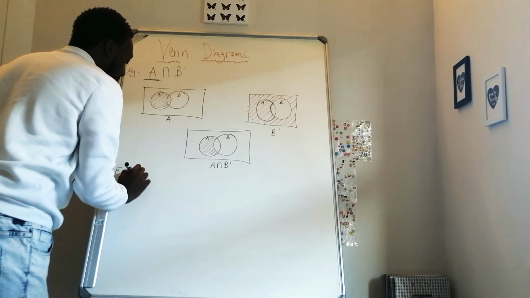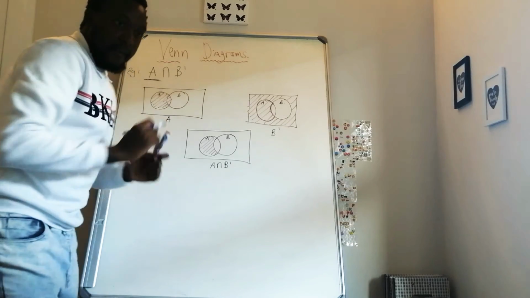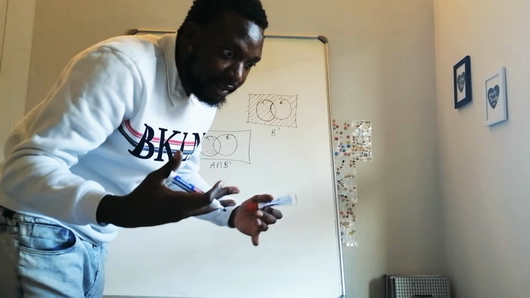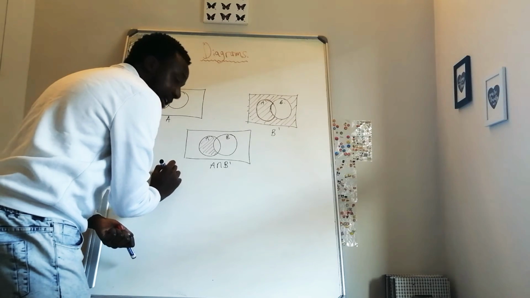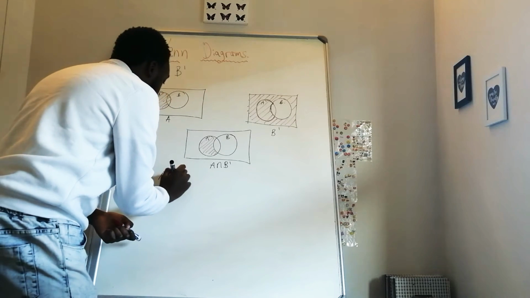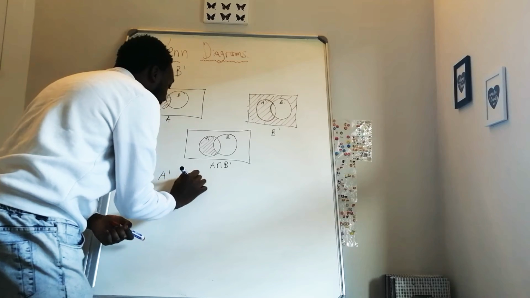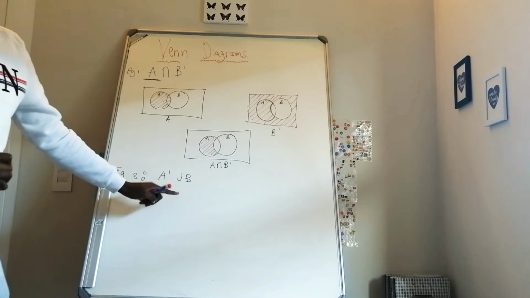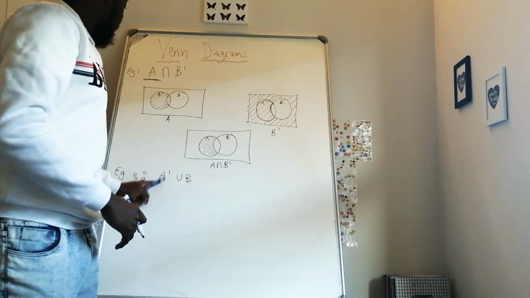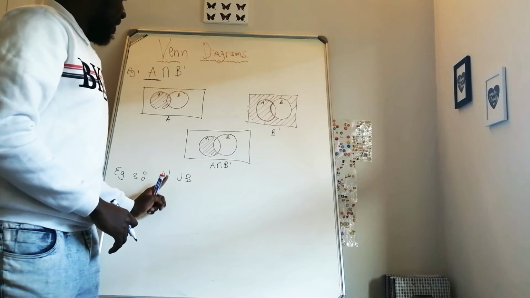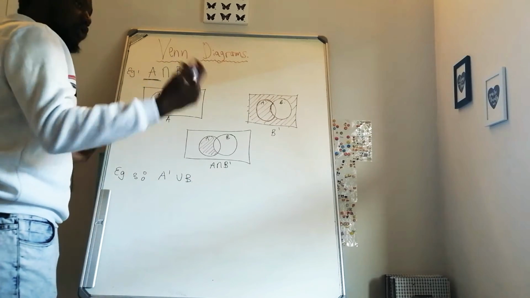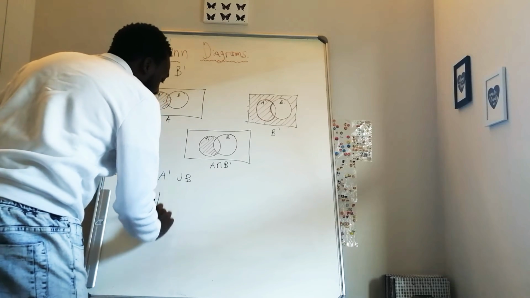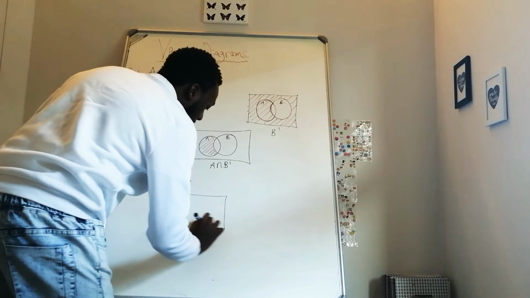Example three. What are we given? We're given the complement of A union with B. Remember what union is. Union just says I want whatever is the complement of A and whatever is B. So that one you don't have to draw two pictures. You can just indicate it all in one.